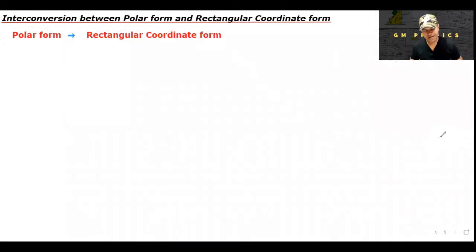All right, now it's interconversion between polar form and rectangular coordinate form. So if a vector is represented in polar form, we have to convert it into rectangular coordinate form. And if it is given in rectangular coordinate form, we have to convert it into polar form. That is called interconversion. So let's see. You already know that polar form representation directly shows the magnitude and direction. So suppose a vector, A vector, is given in its polar form.